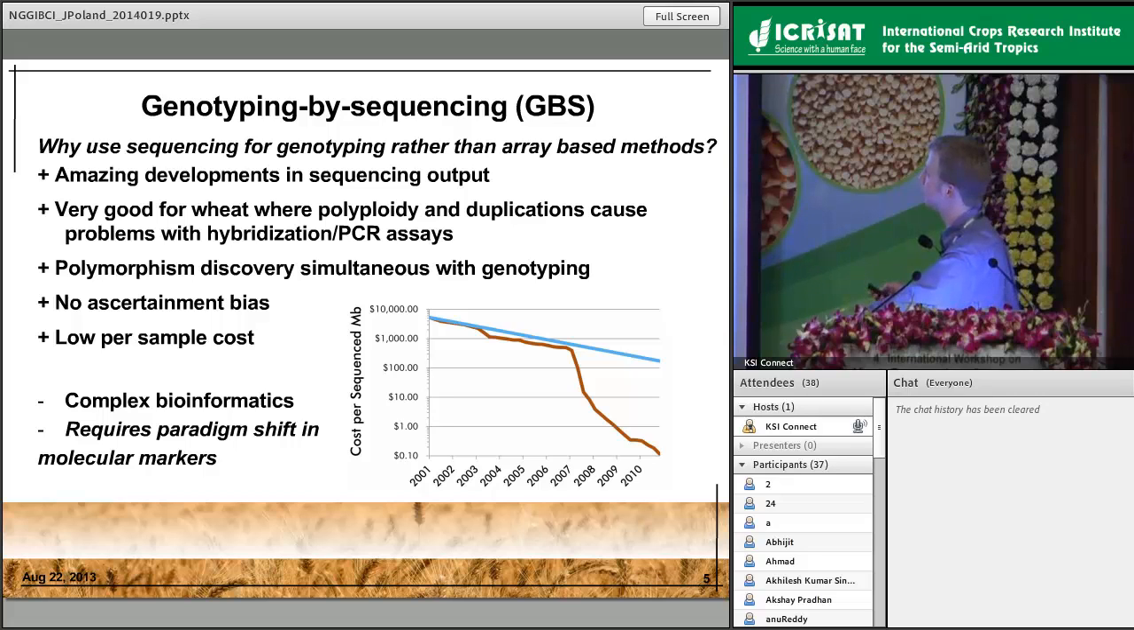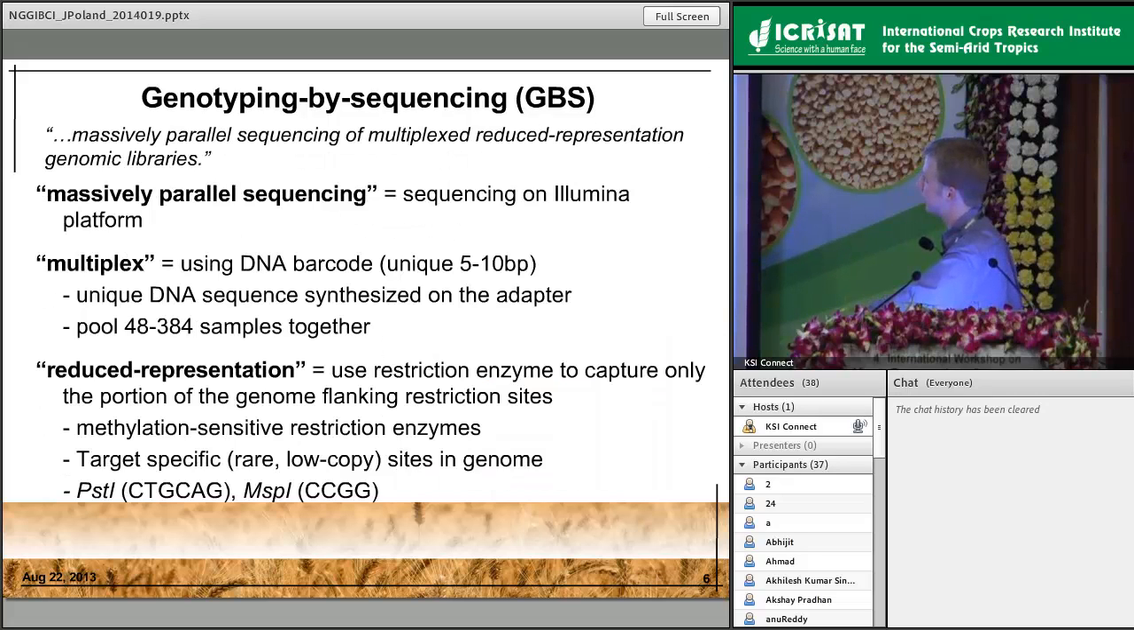The GWAS approach that we take uses a reduced representation, which is restriction enzyme based. We primarily use a 2-enzyme combination, PstI and MspI. They're inexpensive because we put a lot of samples together, and then the sequencing cost gets spread out across all of those samples.